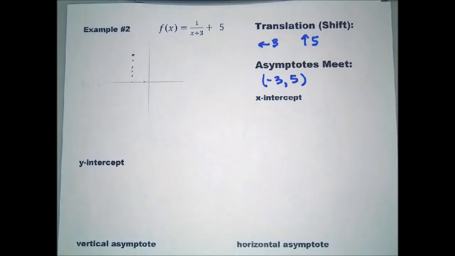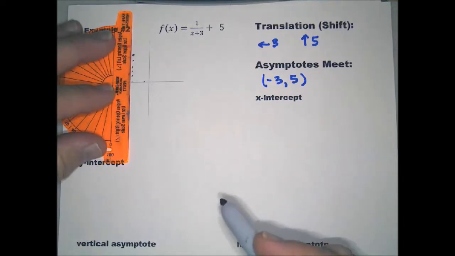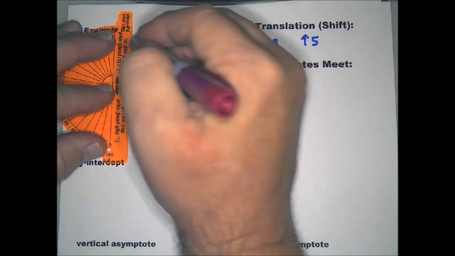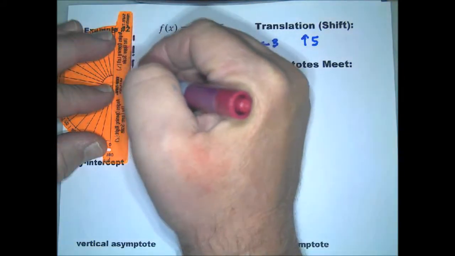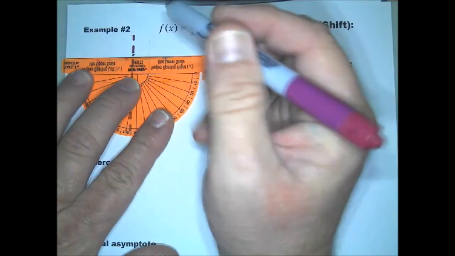So that's where the asymptotes are going to meet. That's where we're going to start this. We are going to put in those asymptotes. We're going to put the vertical one right here, and we're going to put the horizontal one right here.